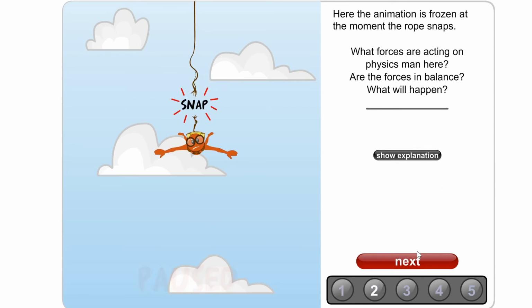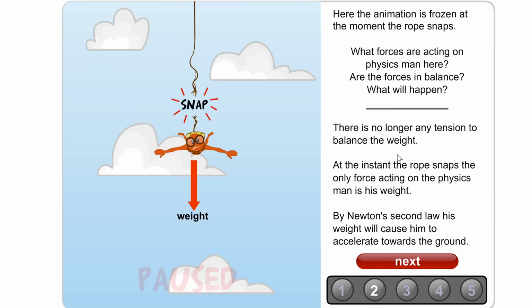Now, the animation here is paused. So this man isn't levitating, he's not defying gravity. It's just paused so we're able to analyze what's happening at this point. Now the forces acting now, the tension here, the snap you can see here, has gone. So the only force acting is the weight acting down. The resultant force now is no longer 0, it's acting downwards, it's the size of the weight. So he's going to accelerate.